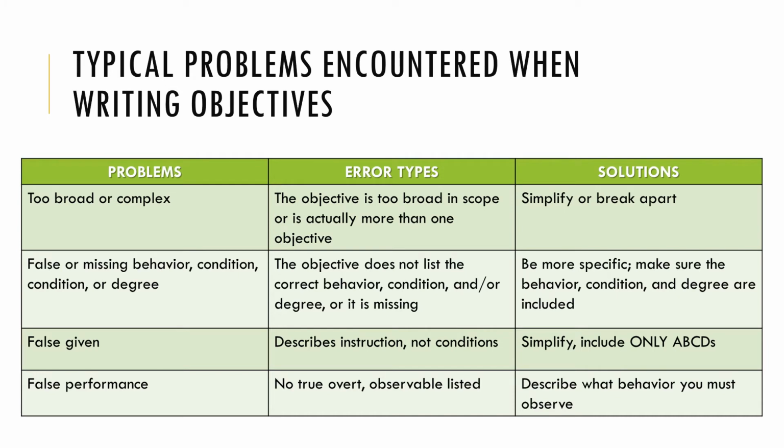Next is the typical problems encountered when writing objectives. We have here a table, no, with 3 columns. The first column we have is the problems, no? And then the second one error types, and then solutions, no, to the problem stated. So first one, too broad or complex. So yung error types natin would be the objective is too broad in scope or is actually more than one objective.